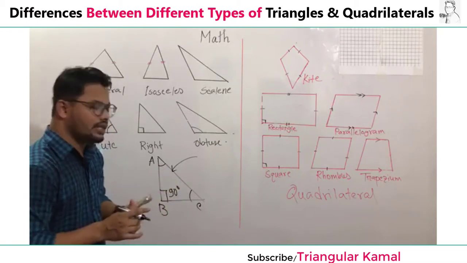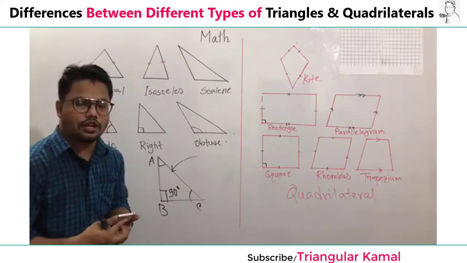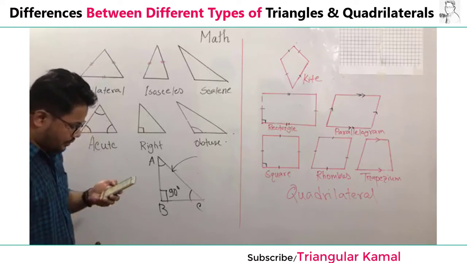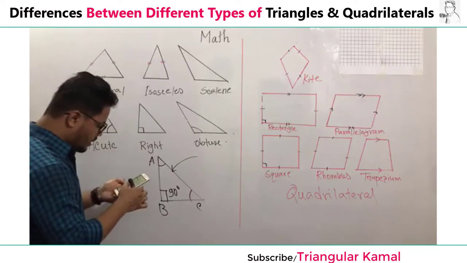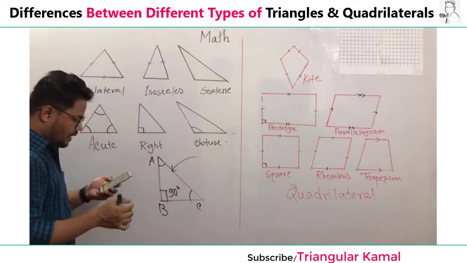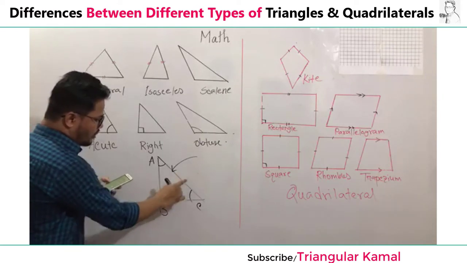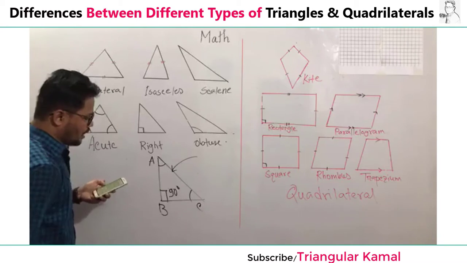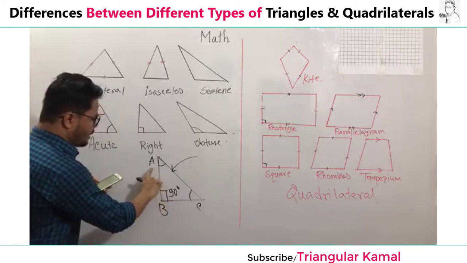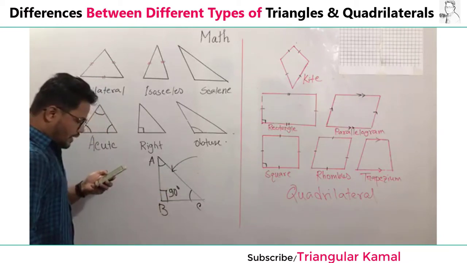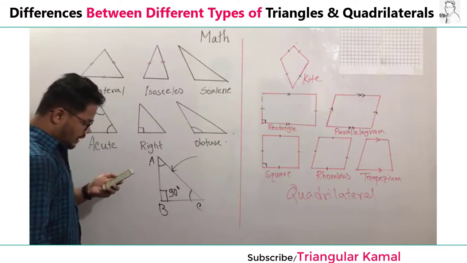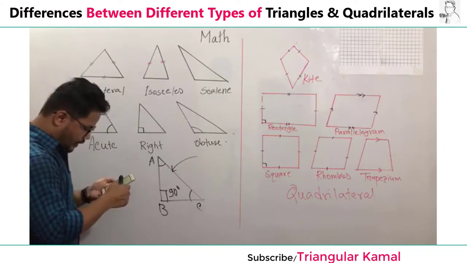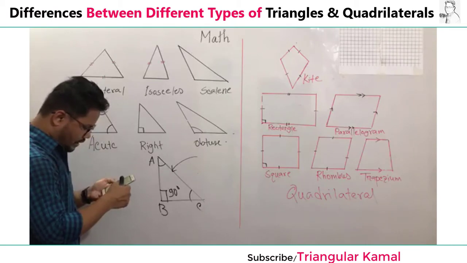So AC is the largest side of a right angle triangle, which is called the hypotenuse. This is the special name of this triangle. The opposite side of the right angle is called the hypotenuse, and the other two sides are named BC and AB. The right angle triangle has a 90 degree angle, measuring 90 degrees.